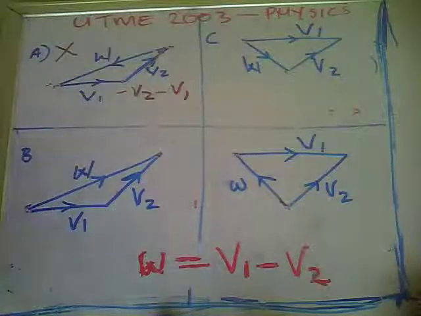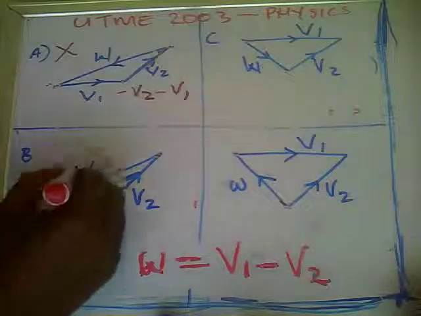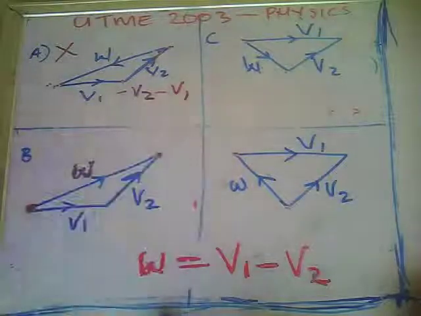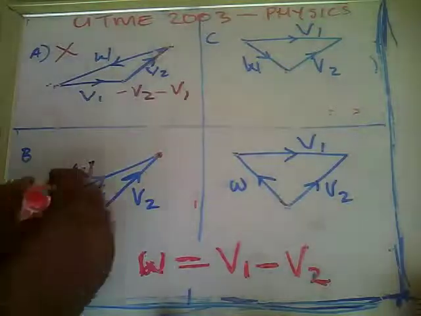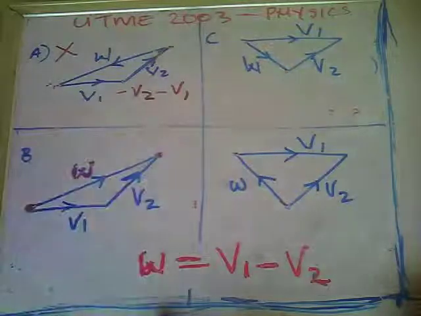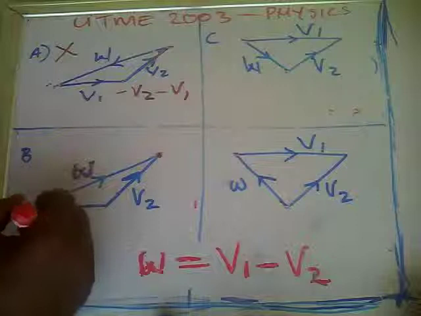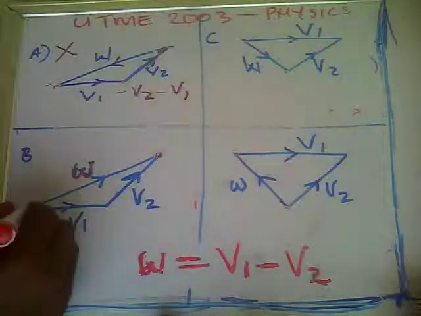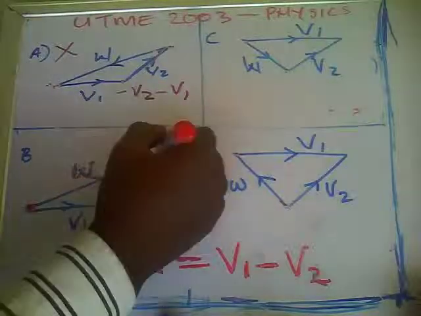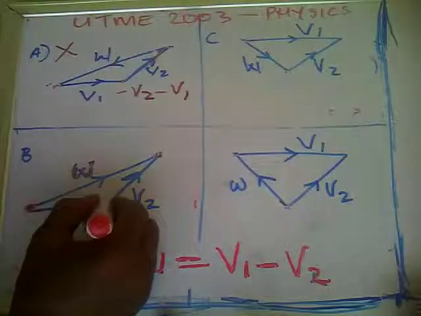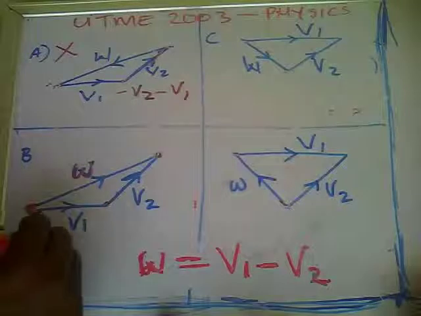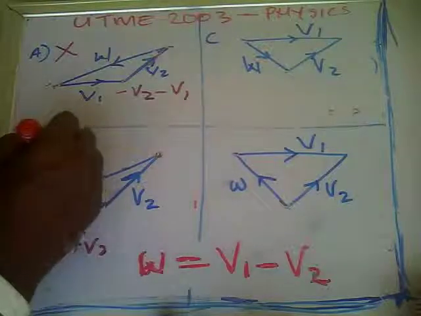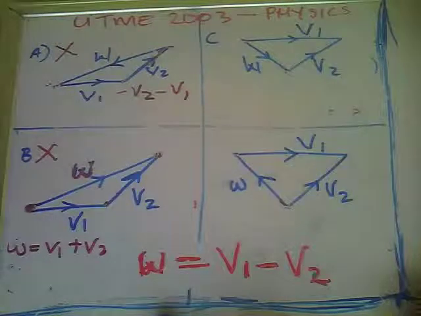Then option B. The first route is the straight line, W from this place to this place. Then the alternative method is to go like this, from here to this place, then from here to this place. So this is positive, positive. That means W here is V1 plus V2. So this is also wrong. Option B is wrong.